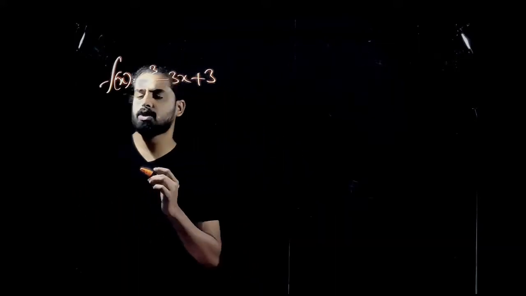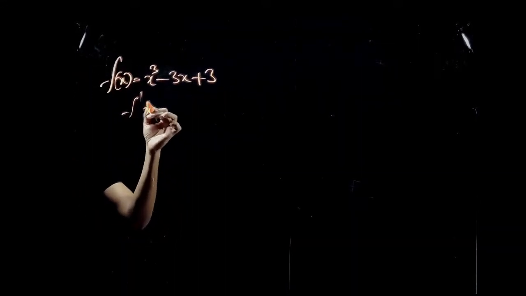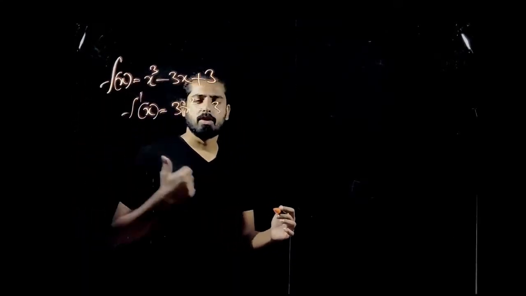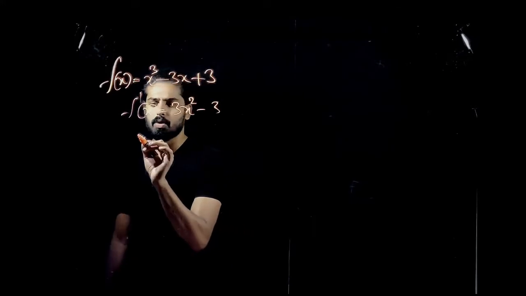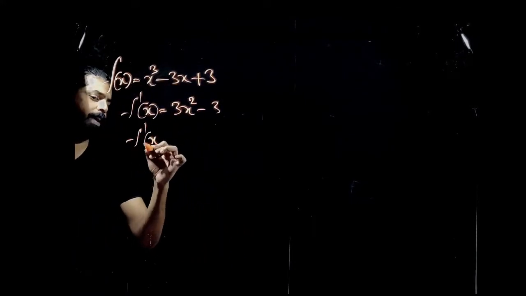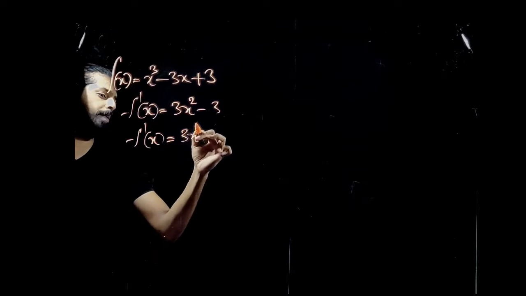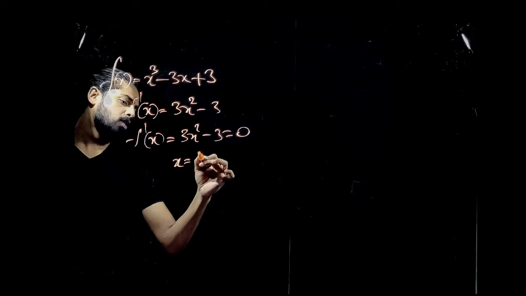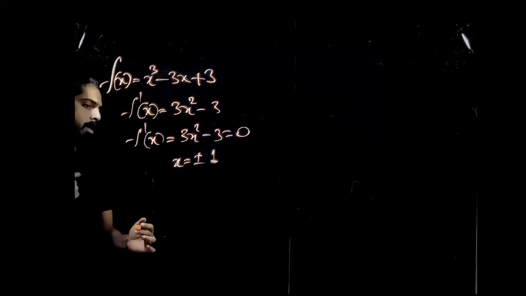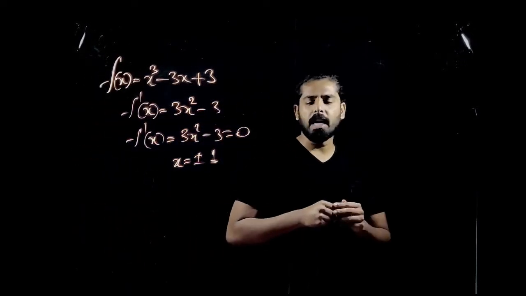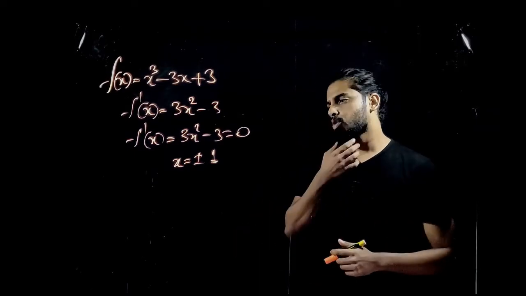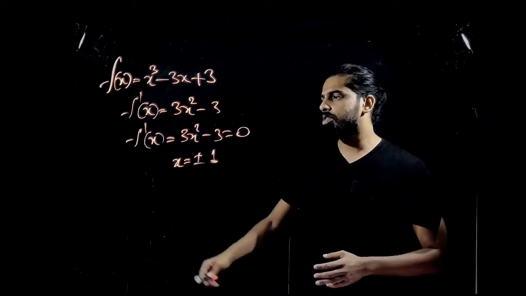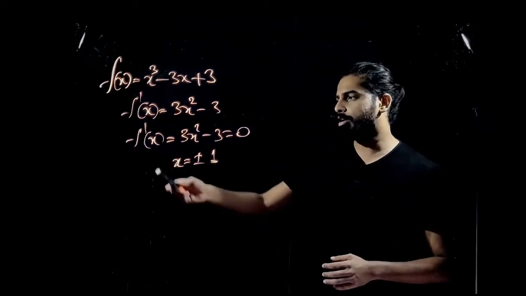So the first step is to differentiate. f dash of x is equal to 3x square minus 3. Next, equate this with 0. So 3x square minus 3 equals 0 means x is equal to plus or minus 1. So we got two points, x equal to 1 and x equal to negative 1. You need to find which one is the point of local maxima and which is local minima. For that we have to find the second derivative of the function.